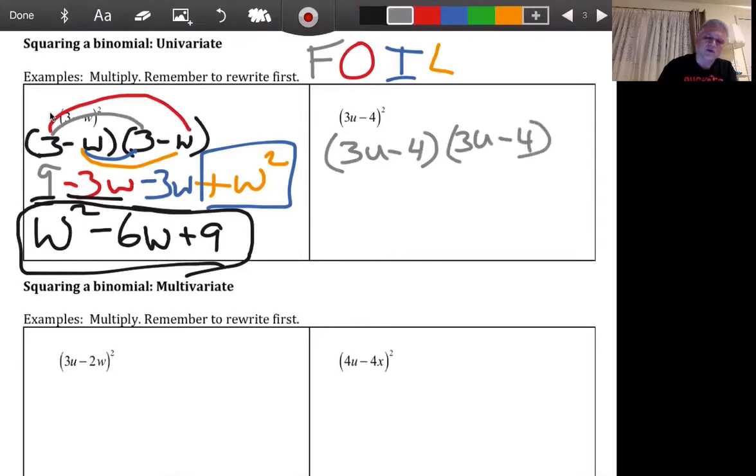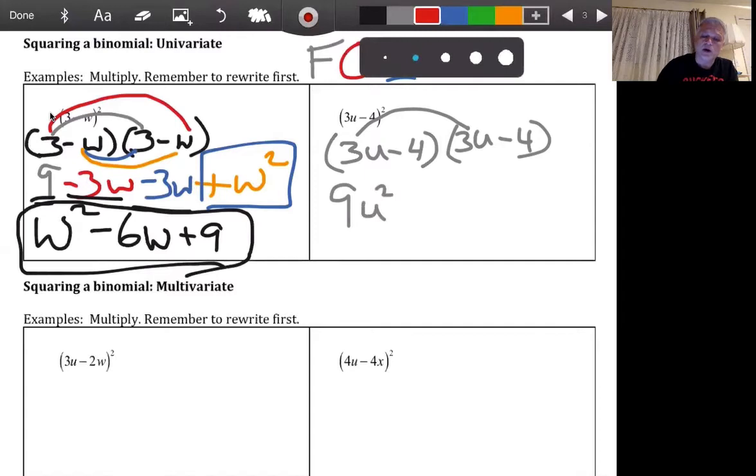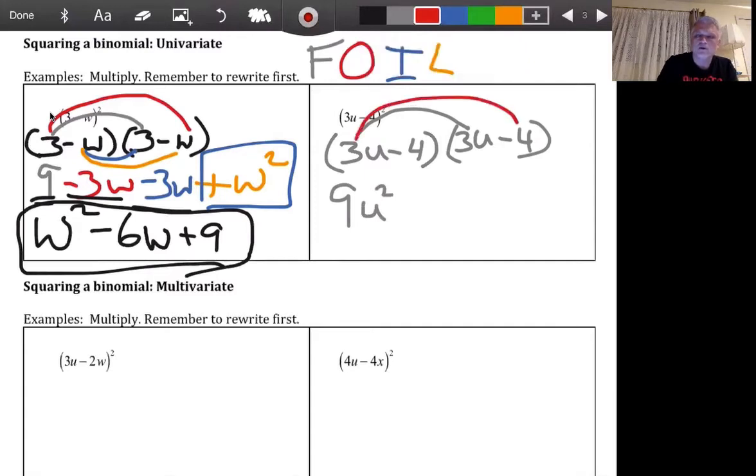So we are going to multiply first term times first term. 3u times 3u, well, 3 times 3 is 9. And u times u is u squared. Let's do outer terms. 3u times minus 4. Okay, 3 times negative 4 is negative 12. So don't forget your u. So 3u times minus 4 is minus 12u.